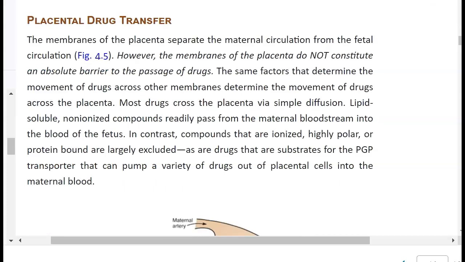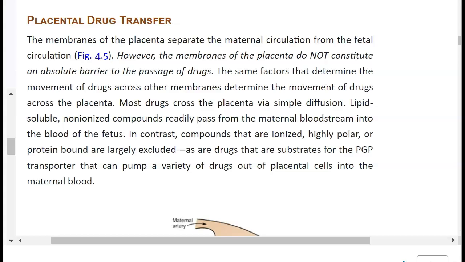There is one area that the video did not necessarily address, and that is placental drug transfer. As we care for adults, women that could be carrying a fetus, they could have the potential for placental drug transfer. So we're highlighting that here. The membranes of the placenta separate your maternal circulation from your fetal circulation. However, the membrane of the placenta does not constitute an absolute barrier to the passage of drugs. That's why we always pay attention to, is the drug safe to take in pregnancy?